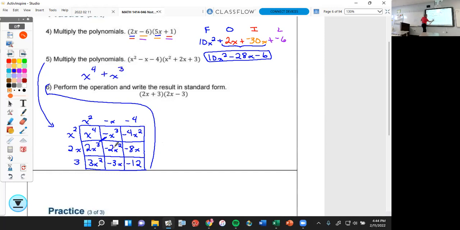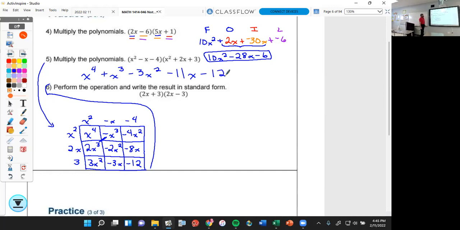Along this diagonal is all my x squares. I have 3 minus 2, that's 1. Minus 4, that's -3x squared. And then I have my x terms. I have a -8 and a -3x. That gives me -11x. And finally, my constant is -12. So we took that trinomial times a trinomial, and our answer was in fact a 5th degree term.